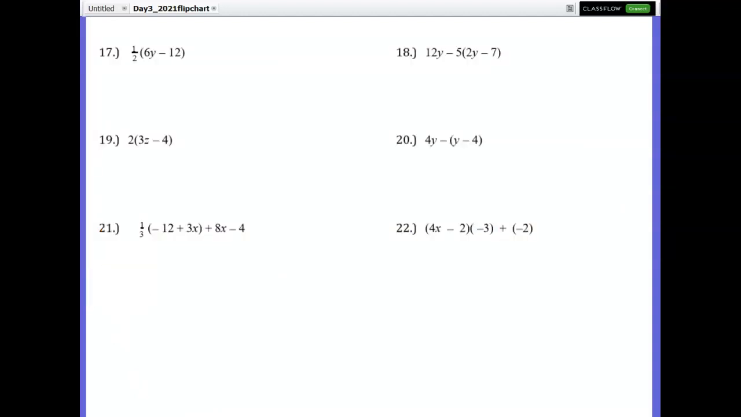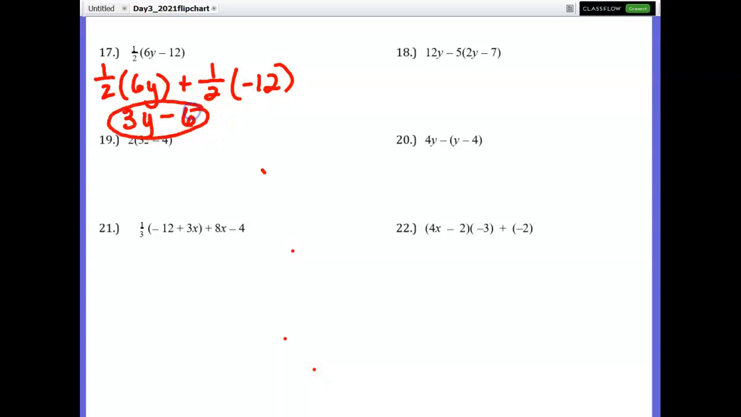All right, now we're distributing, but we have a fraction. It's fine, okay? It works the same way. We're taking 1/2, multiplying it by 6y, and then we're taking 1/2 and multiplying it by negative 12. 1/2 of 6 is 3, so we get 3y, and 1/2 of negative 12 is negative 6. So there's our answer. All right.